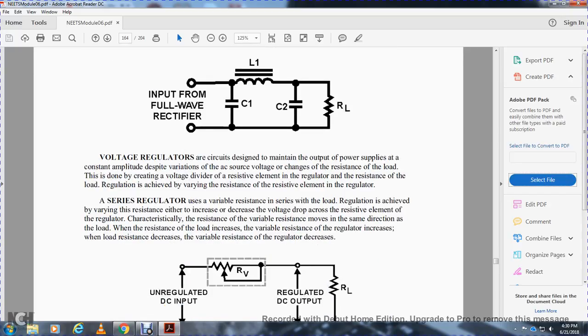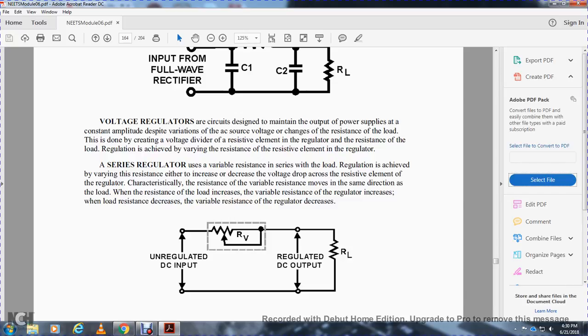Voltage regulators are circuits designed to maintain the output of the power supply at a constant amplitude despite variation in the AC source voltage or changes in the resistance of the load. This is done by creating a voltage divider with a resistive element in the regulator and the resistance of the load. Regulation is achieved by varying the resistance of the resistive element in the regulator. A series regulator uses a variable resistance in series with the load. Regulation is achieved by varying the resistance, either increasing or decreasing the voltage drop across the resistive element in the regulator. The resistance of the variable resistance moves in the same direction as the load.